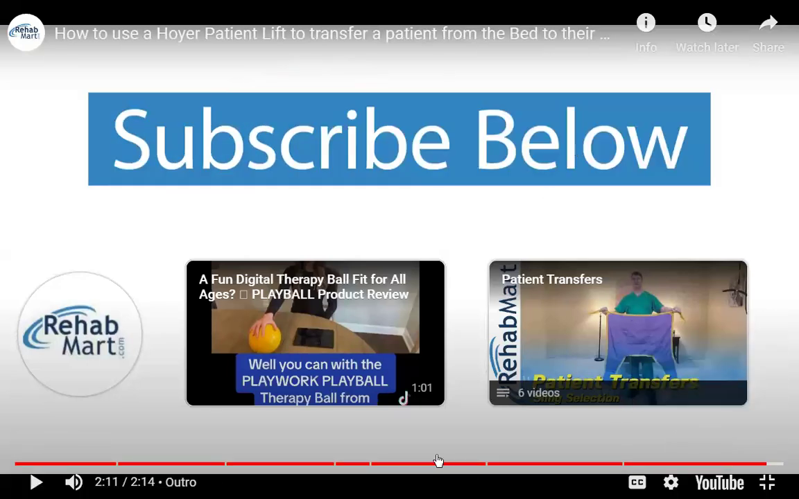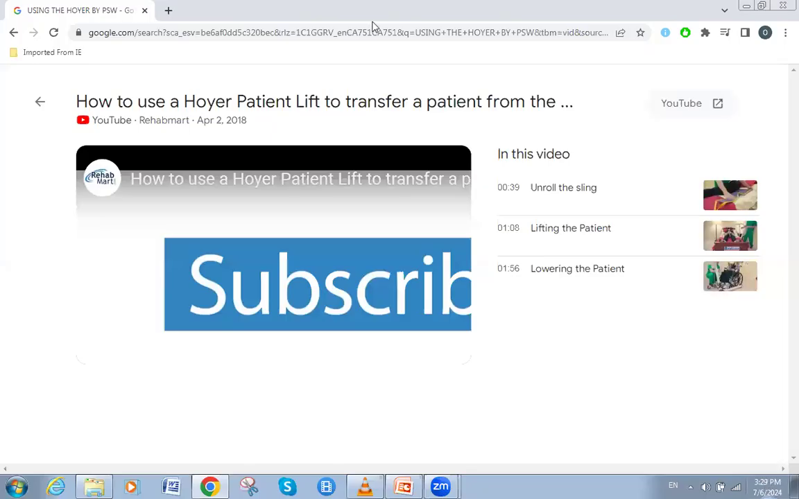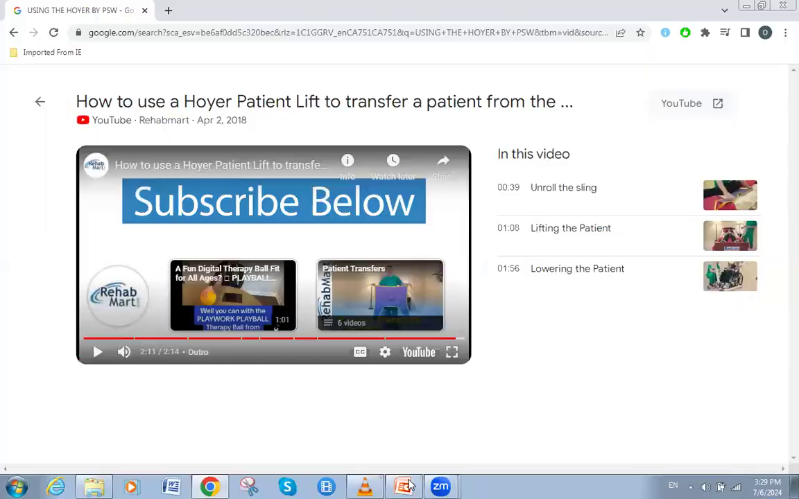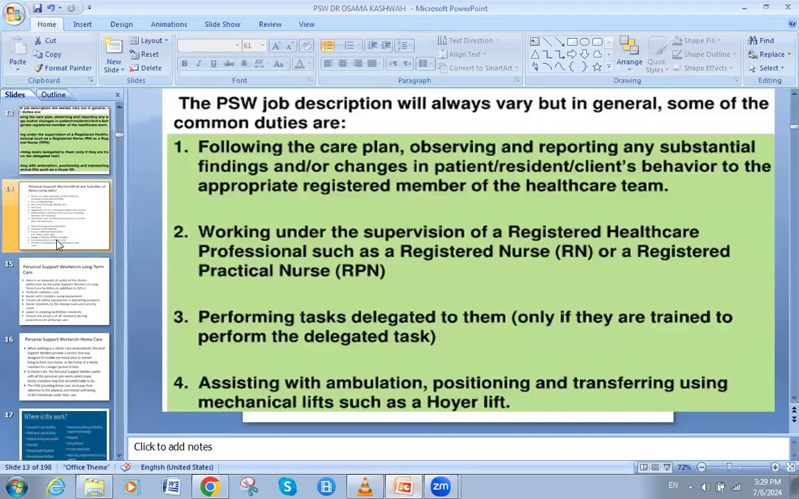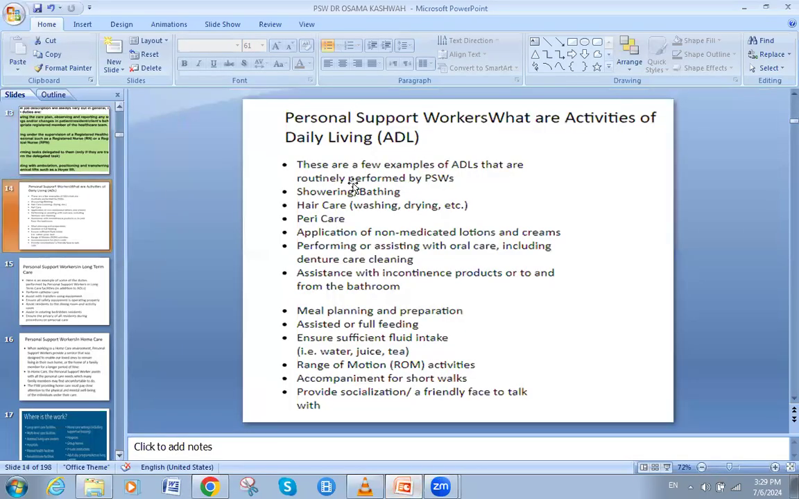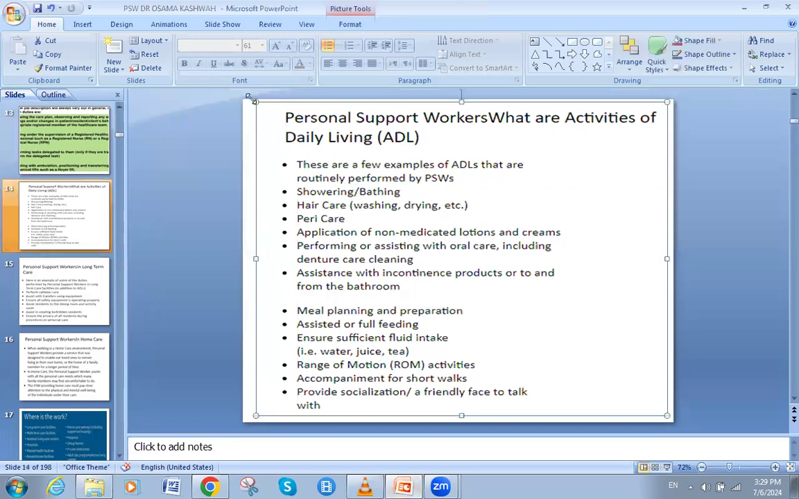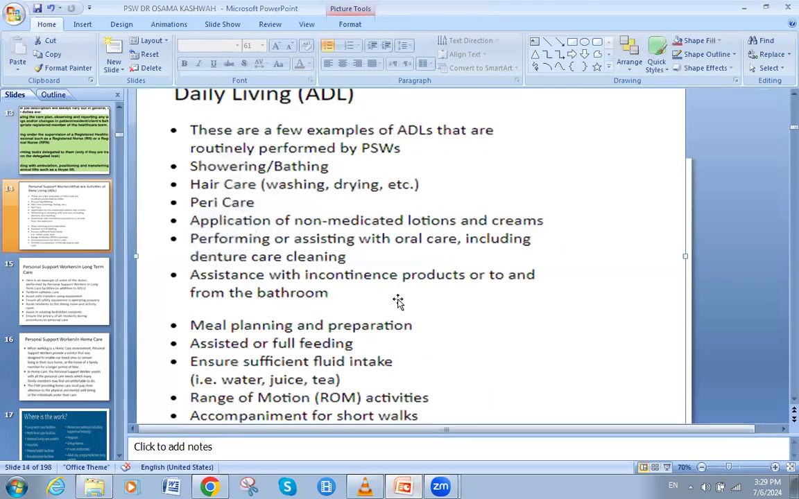That was about how to use the lift. We'll turn back to our work right now and see some of the personal support worker duties. And I will just enlarge it, my dears, so that we can see what the daily life is.